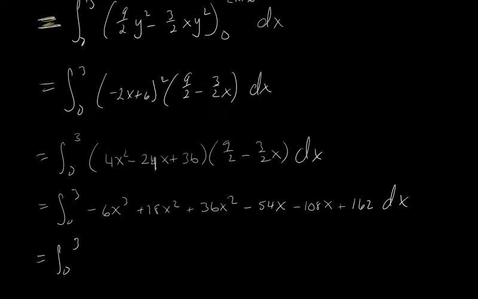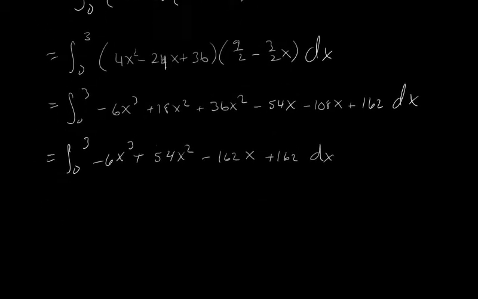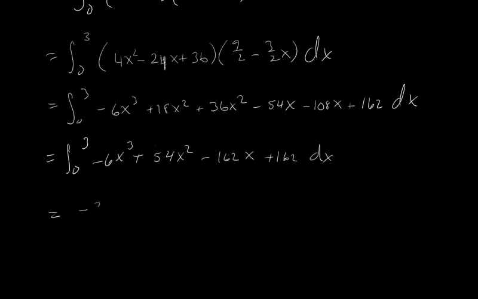So then this is the integral from 0 to 3 of negative 6x cubed plus 18 and 36 is 54x squared. 54 and 108, that would be negative 162x plus 162 dx. Integrating with respect to x, we are going to get negative 6/4, so that's negative 3 halves x to the 4th, plus 54 divided by 3 is 18, so 18x cubed, minus 162 divided by 2 is 81x squared, plus 162x, and that's evaluated from 0 to 3.